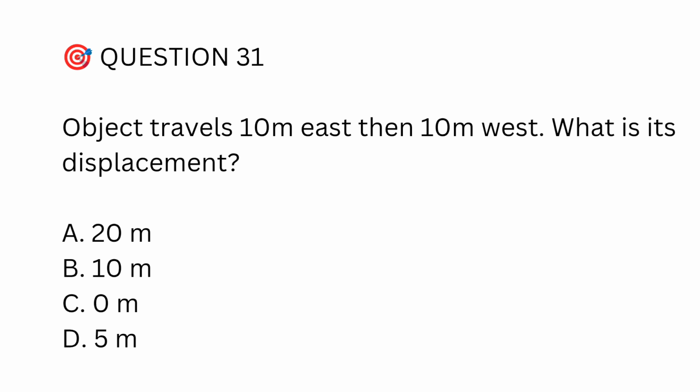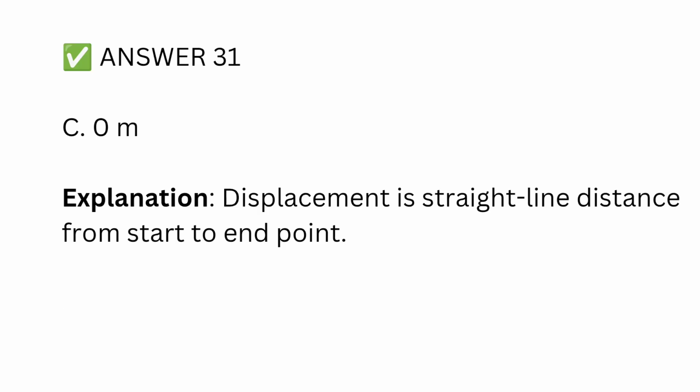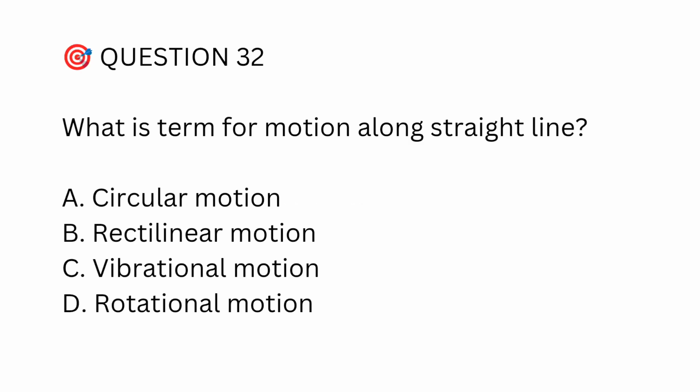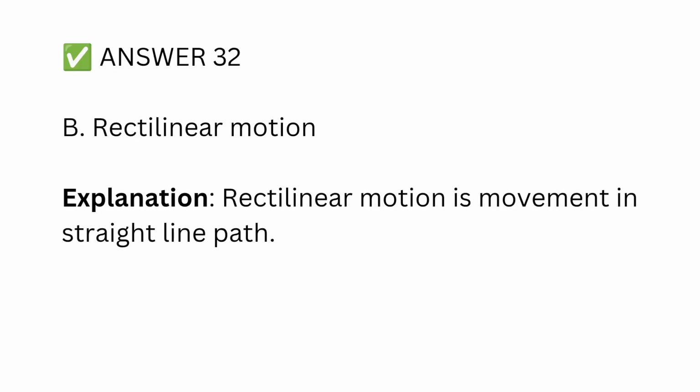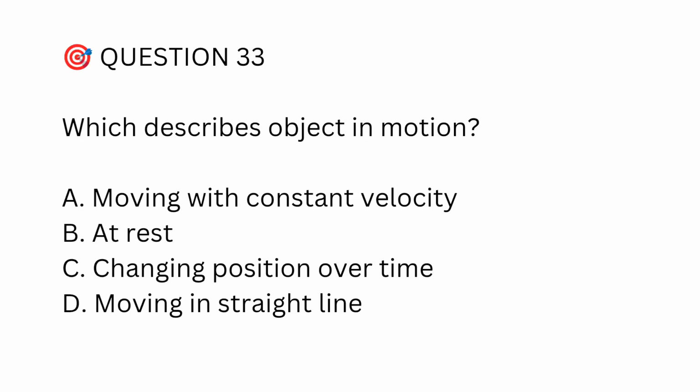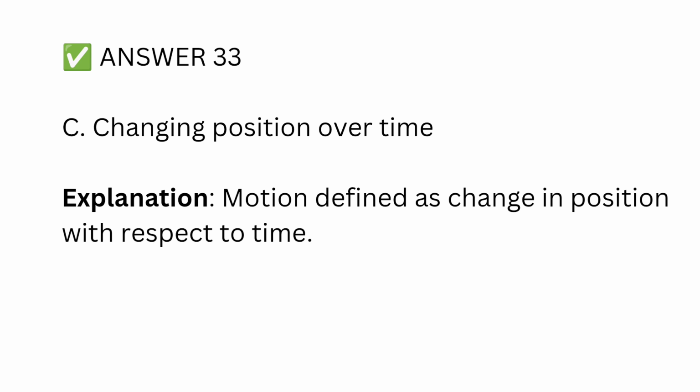Object travels 10 meter east, then 10 meter west. What is its displacement? The answer is option C, 0 meter. What is the term for motion along straight line? The answer is option B, rectangular motion. Which describes object in motion? The answer is option C, changing position over time.